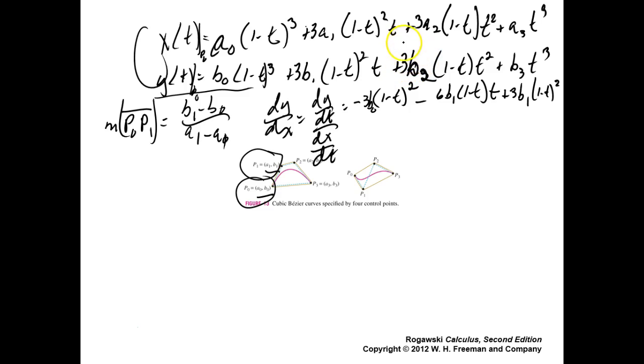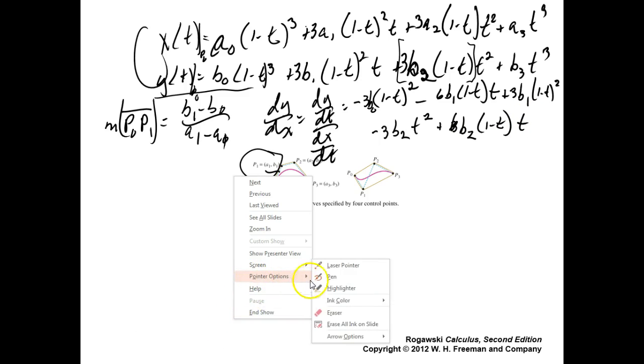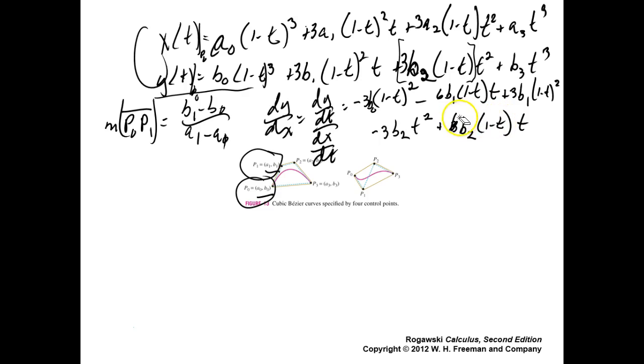Of this next term, and it doesn't matter how you break up the product, let's do that one times that, right? The derivative of that is basically going to be a minus 3b2 times t squared, plus 3b2 times (1 minus t) times 2t, so that's going to be 6t. I'm using the product rule. Let's see if I can clean that up a little bit. Yeah, that looks a little better, okay?